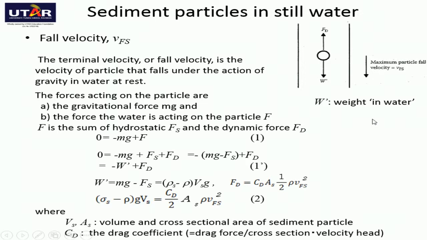This constant velocity is the fall velocity, or the terminal velocity, since it is the final velocity reached as the particle falls from high position. The equation of motion, or the balance of the forces in this case, is expressed by equation 1. F may be split into two parts, Fs and Fd.